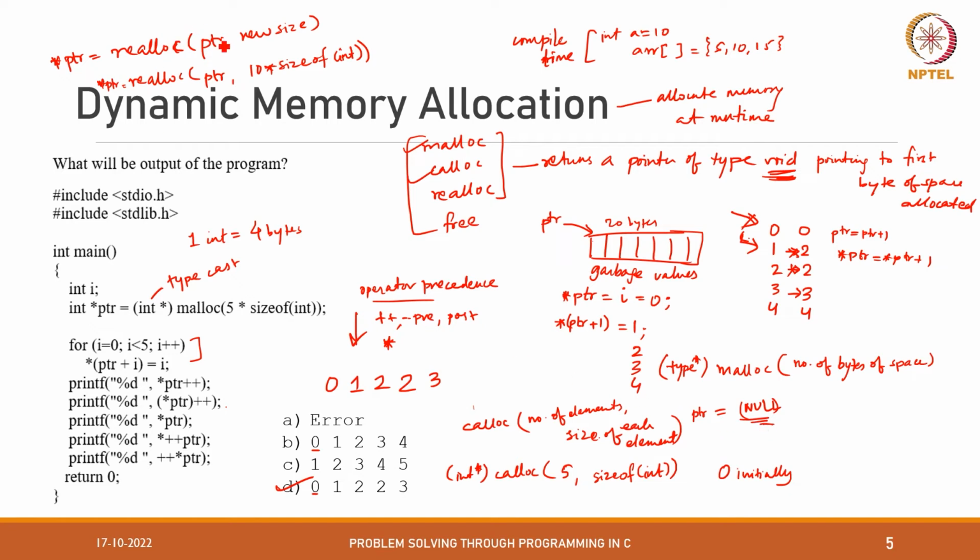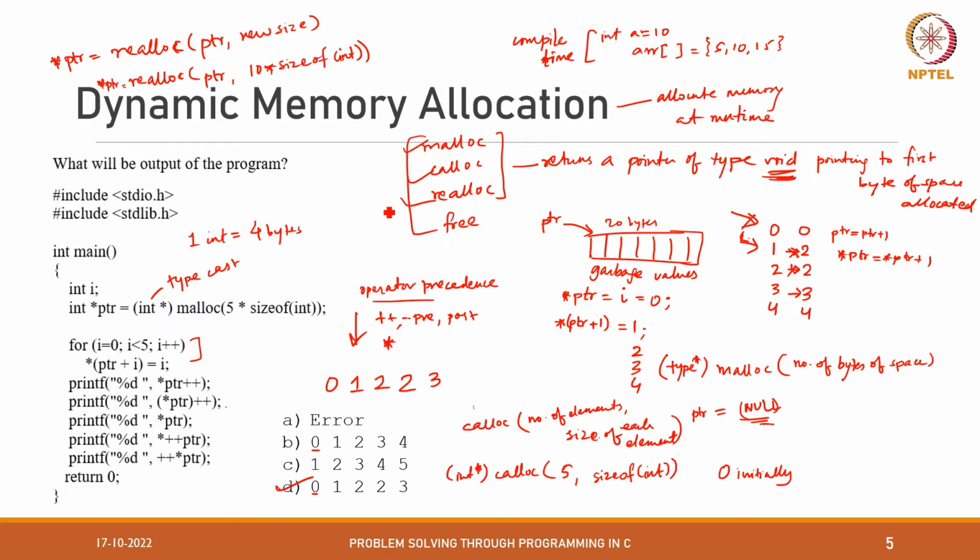So ideally you shouldn't be using realloc, because you don't know if there is memory available in the previous location. It's always safer to just allocate a bit higher than you need, so that if required, you can expand within that space itself. You don't need to use realloc. Okay.